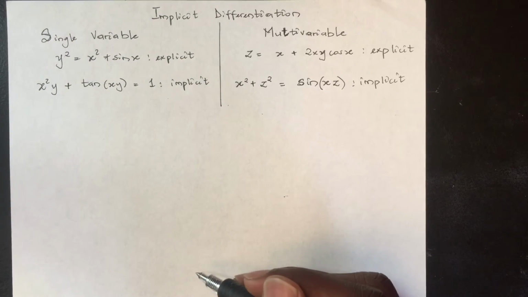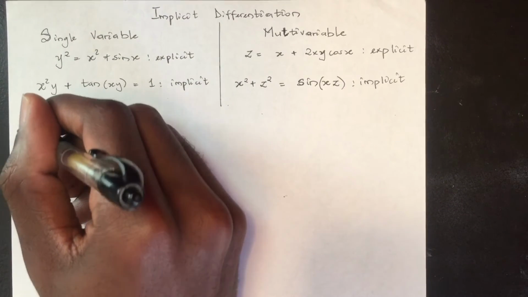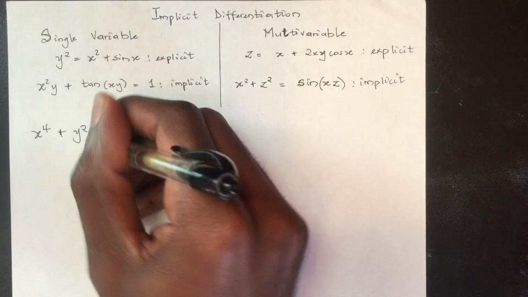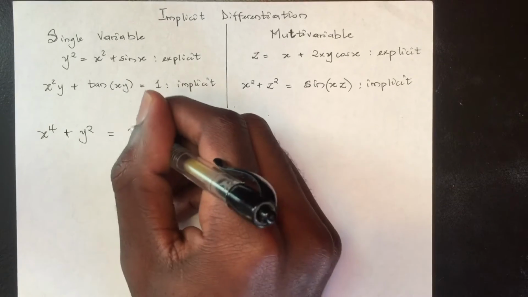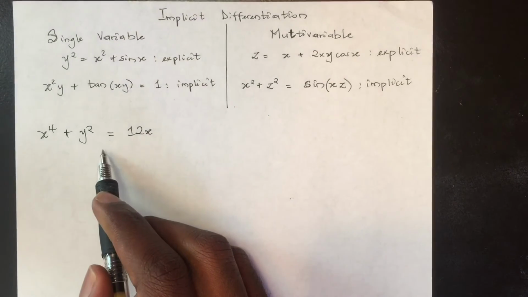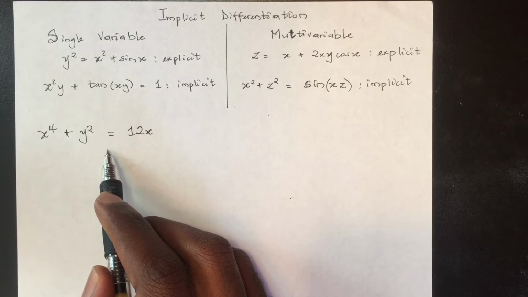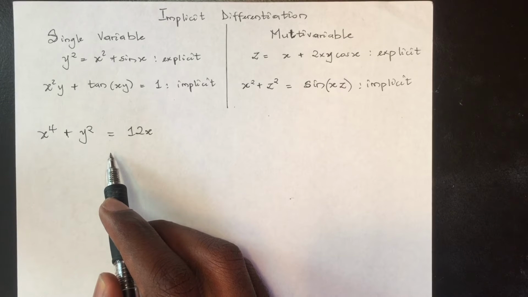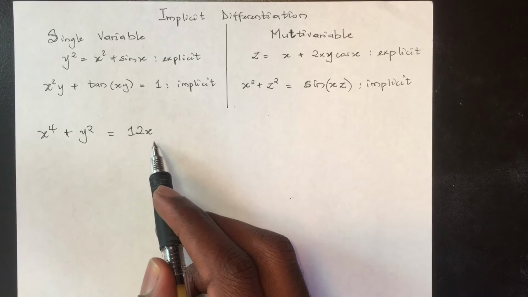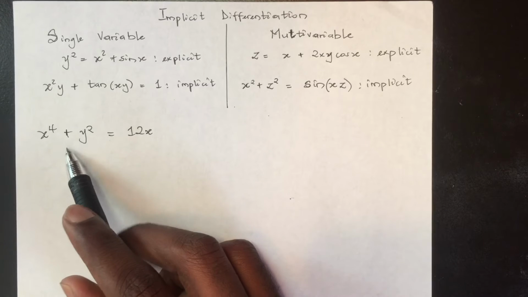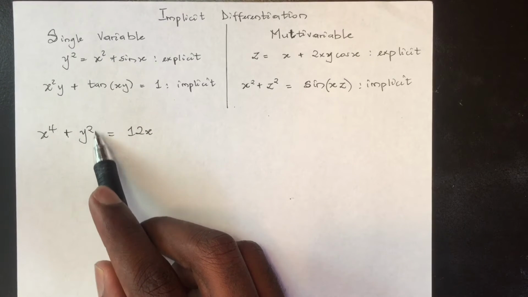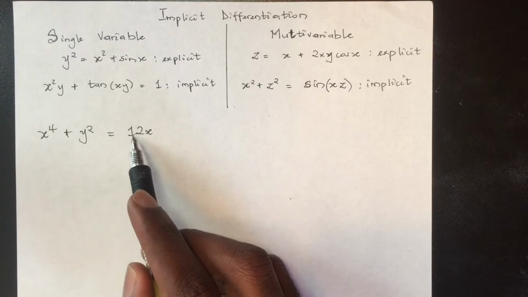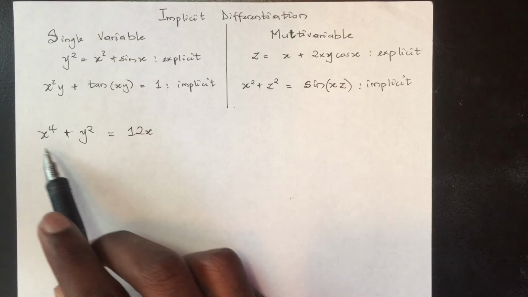All right, the first example I'm gonna use is a very simple example. So if you have an equation x to the fourth power plus y squared equals 12x, in this case, this is a single variable implicit equation. And we could just get this dependent variable to stand by itself on one side of the equation and then differentiate, or we could just do implicit differentiation as it is.